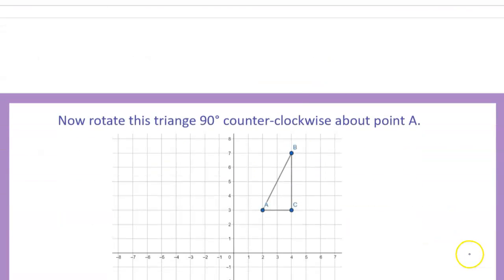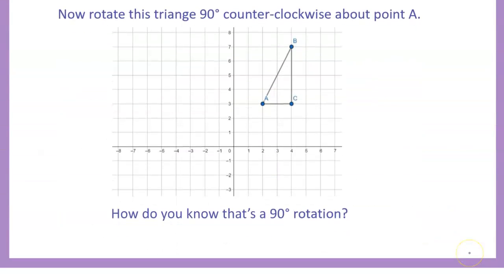So our next step is to rotate this triangle 90 degrees counterclockwise about point A. So we're going to use our rotations transformation. Remember, a rotation is rigid. The triangle stays the exact same size and shape. It just moves around the plane. So we're going to take this triangle and rotate it around point A here. So it's going to go 90 degrees up this way.